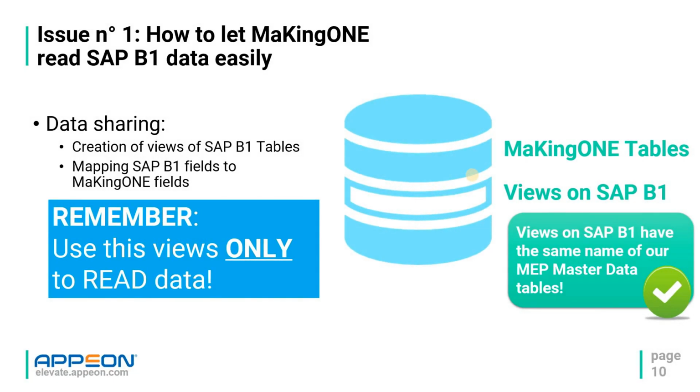The first issue: how to let MakingONE read SAP Business One data easily. The first solution is data sharing: the creation of views of SAP Business One tables and the mapping of SAP Business One fields to MakingONE fields. Remember, these views are used just to read data, not to write. The old MAP BS tables are now views on SAP Business One and have the same names as our MAP master data tables.